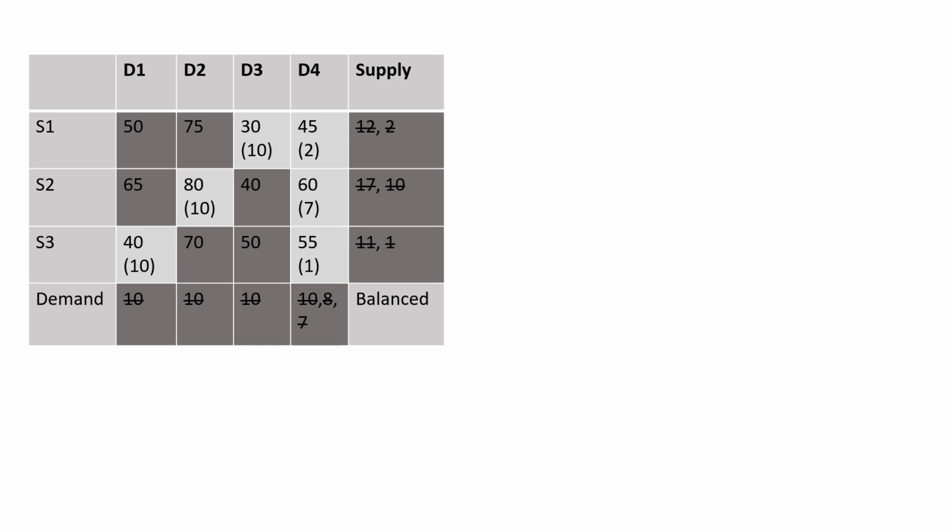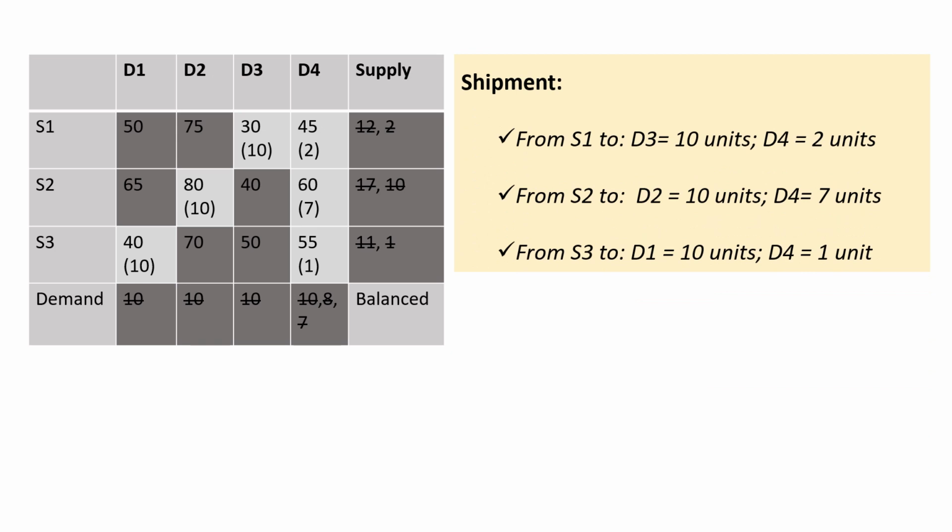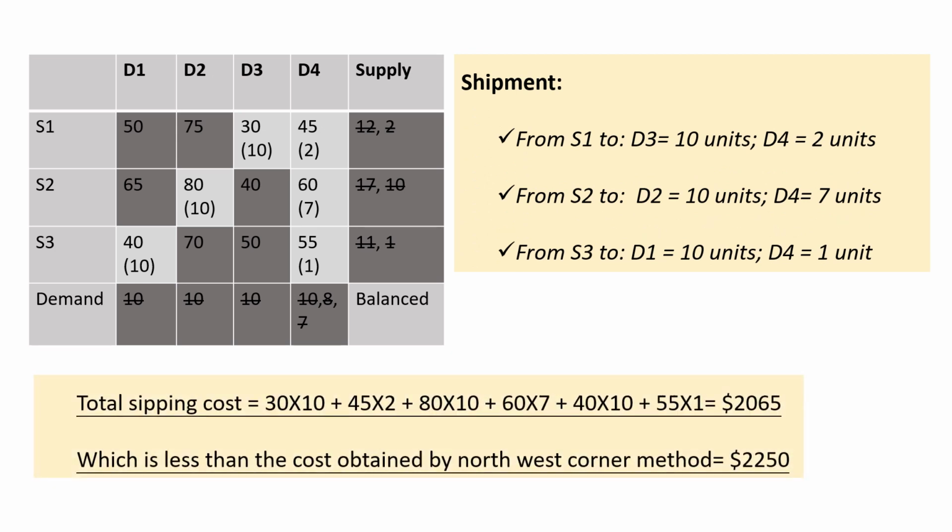So 30 times 10 plus 30 times 10 plus 45 times 2 plus 80 times 10 plus 40 times 10 plus 60 times 7 plus 55 times 1, and it becomes 2065, by the way, which is less than the cost obtained by northwest corner method, that is 2250. So minimum cost method is better than northwest corner method.